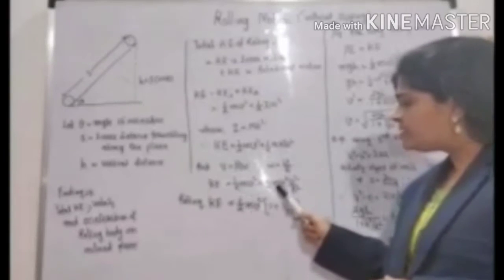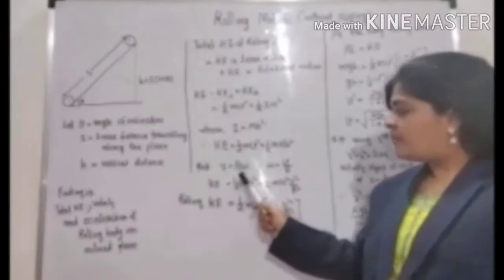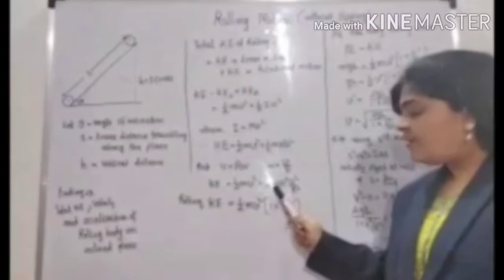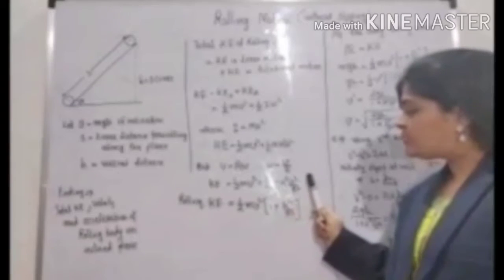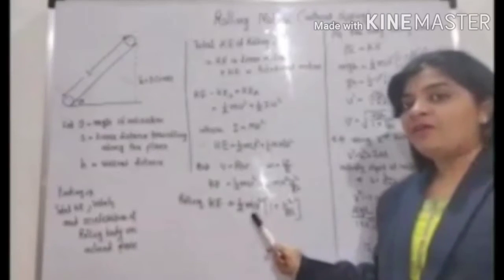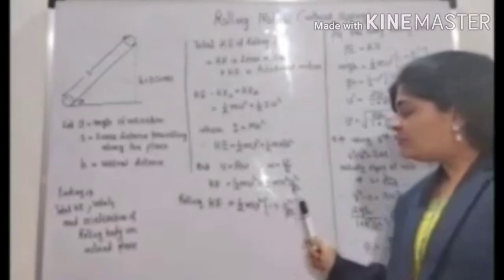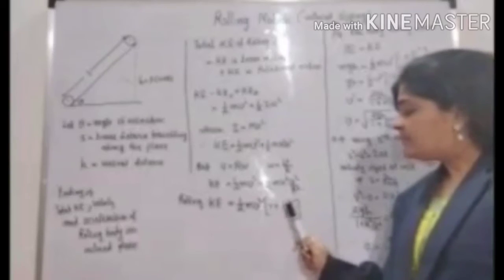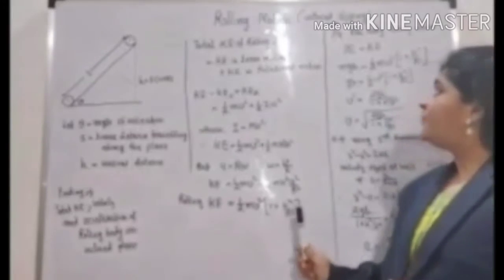Now if you look at these two terms, in the first term half m v square is there, and in the second term half m v square into k square upon r square. Therefore, taking half m v square as common, inside the bracket the first term becomes 1 and the second term becomes k square upon r square.